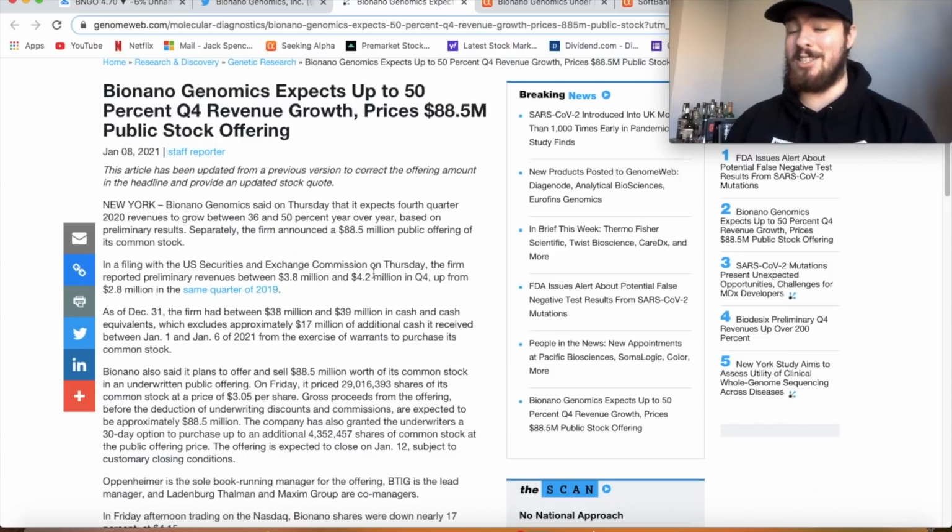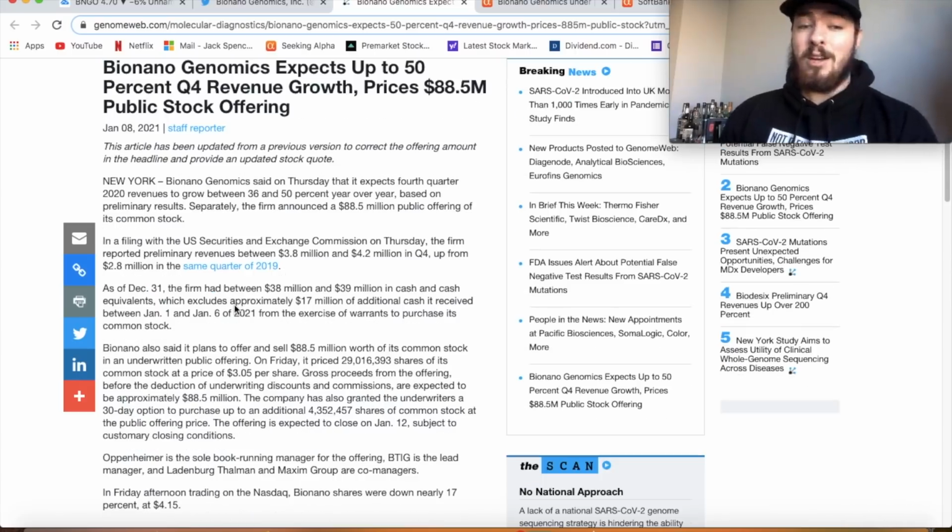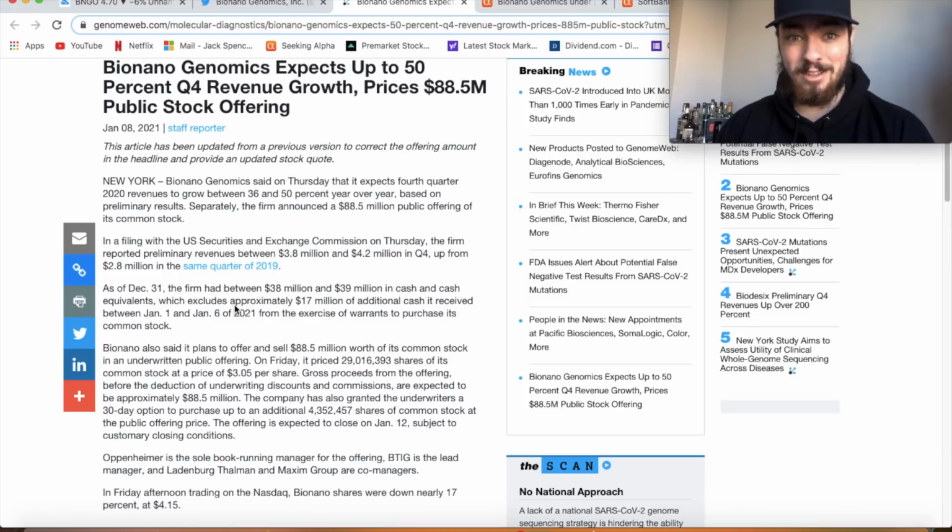Now, oftentimes, exciting companies do trade at huge multiples, especially ones that have technology that has the potential that these guys have. So, as of December 31st, the firm had between $38 million and $39 million in cash and equivalents, which excludes approximately $17 million of additional cash it received between January 1st and January 6th from the exercise of warrants. And now, obviously, they're raising a further $88.5 million. So, simply put, my friends, they're going to be in a very good cash position.